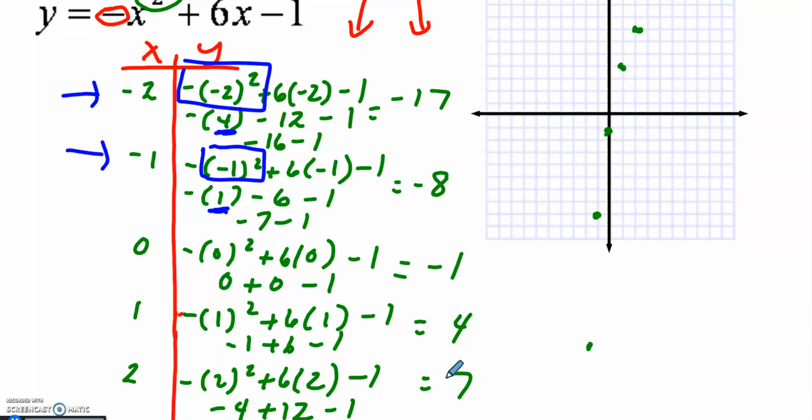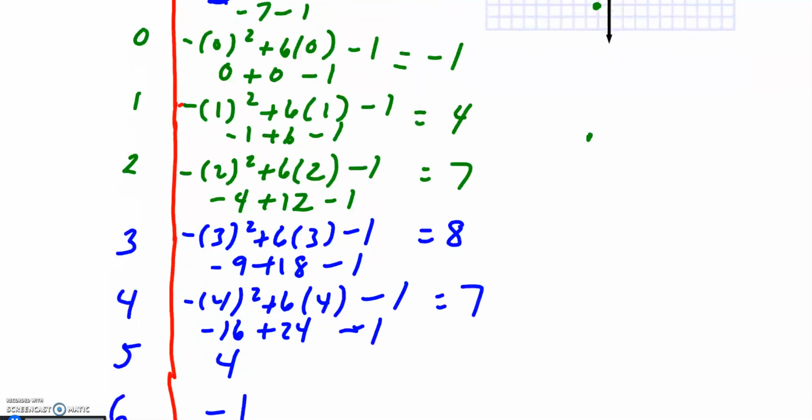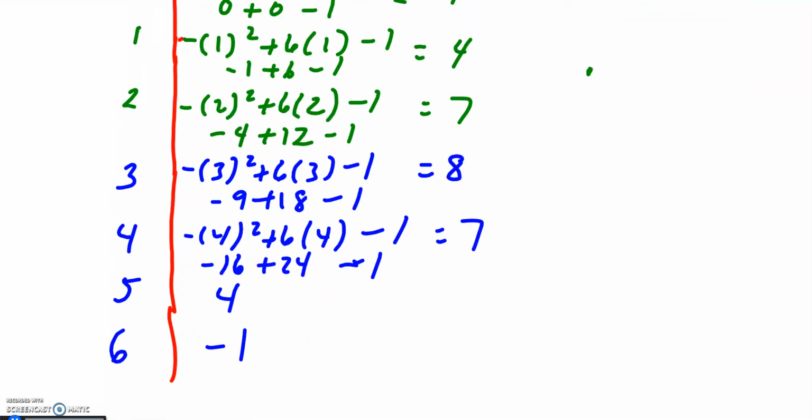What I did, though, was after I realized that after my prediction of the parabola, I didn't have a parabola yet, in blue, I just continued on and picked more possible solutions. And when I did that, when I plugged in 3, my answer was 8. When I plugged in 4, I got 7 again.